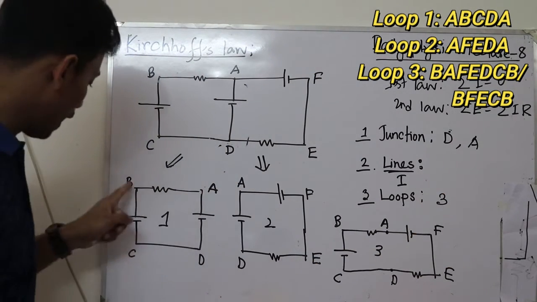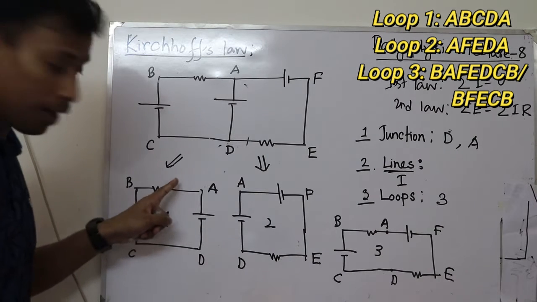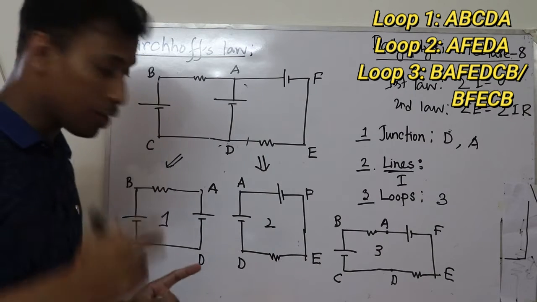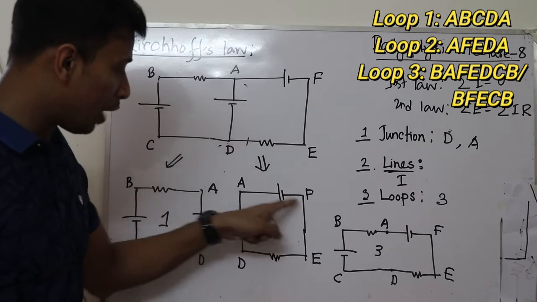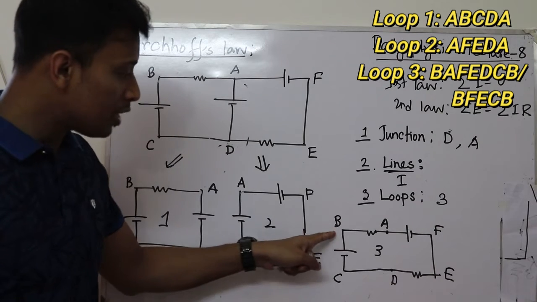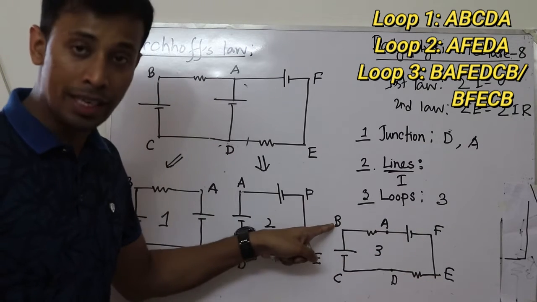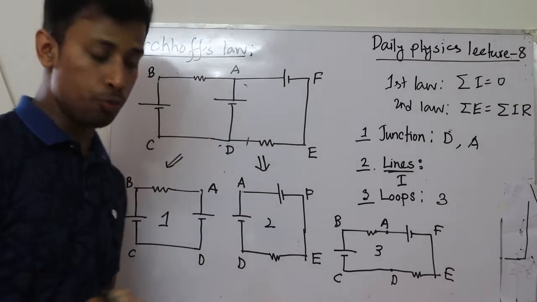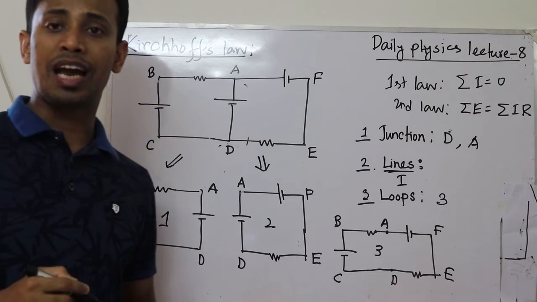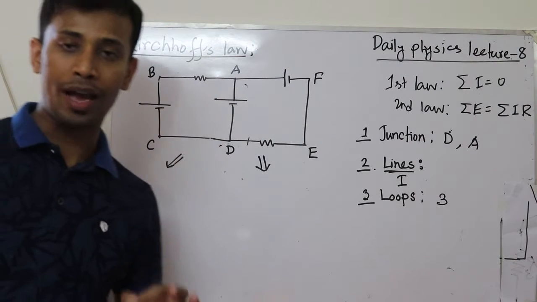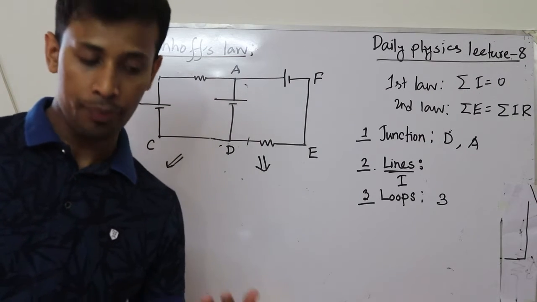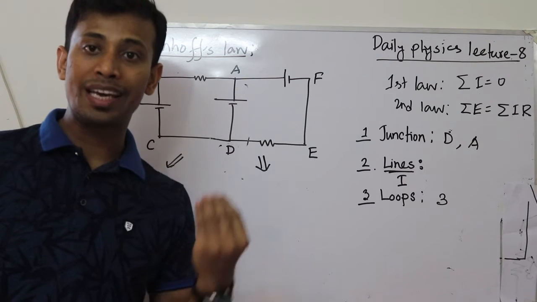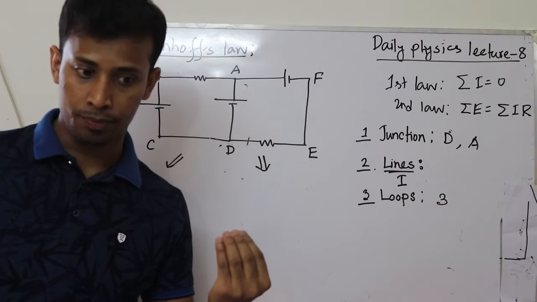Loop number 1 is A, B, C, D, A. Loop number 2 is A, D, E, F, A, and loop number 3 is B, F, E, C, B. So there are 3 loops. Now the problem is, how many lines are there? Why? Because lines will give us the idea about how many currents will flow through the circuit.